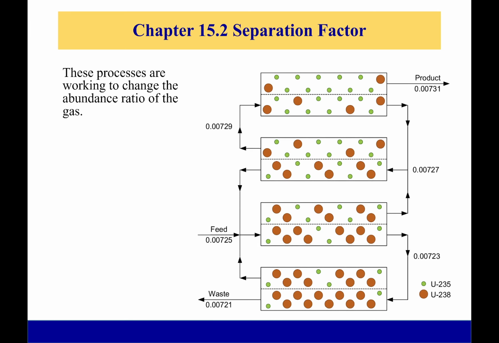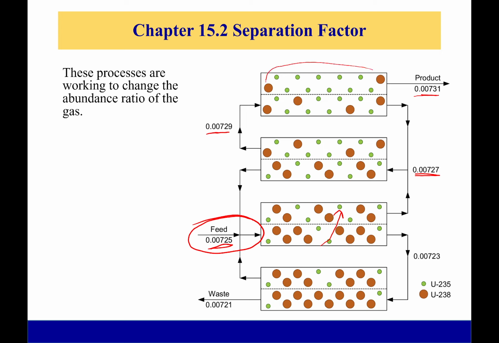So here's a diagram showing how this might work in a cascade. So I am feeding it right here as it's entering. And I have a higher pressure on the bottom than the top. And so you can see that this selected a little bit more U-235. And so after one stage, I go from 0.00725, that's natural uranium, atom percent, to 0.00727. And after another stage to 0.00729. After another stage to 0.00731.